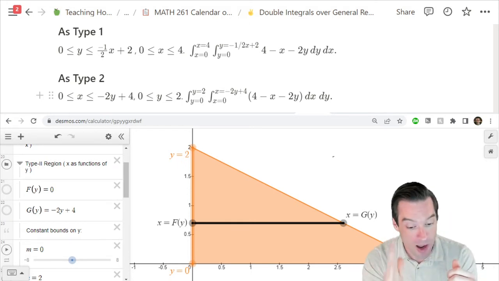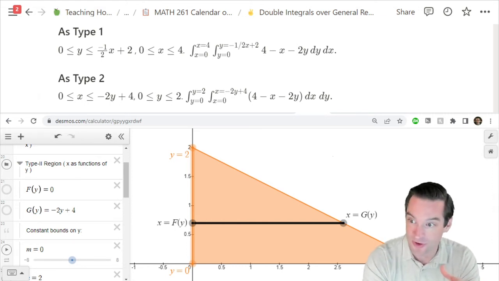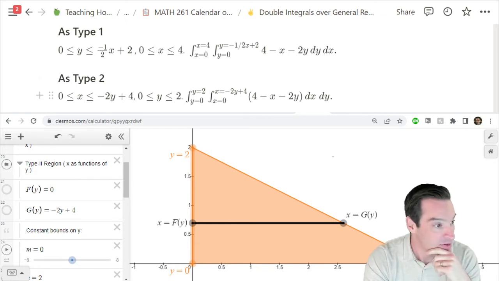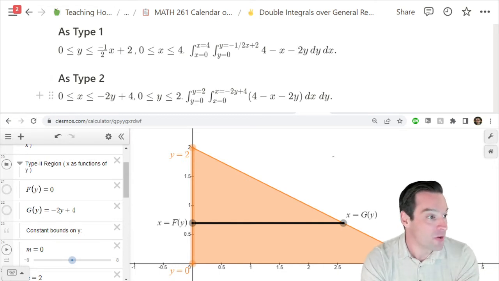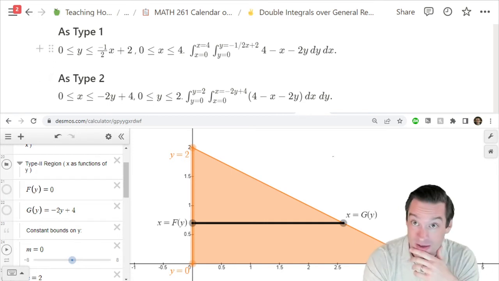Find a function of y that bounds the left side and the right side of the region. So in this case, that was the function 0 and negative 2y plus 4. And then with that redescription, squish that onto the y-axis and find the constant bounds for y. And so the new integral that we get looks pretty different than the old integral. The integrands are the same, but the limits of integration are quite different.